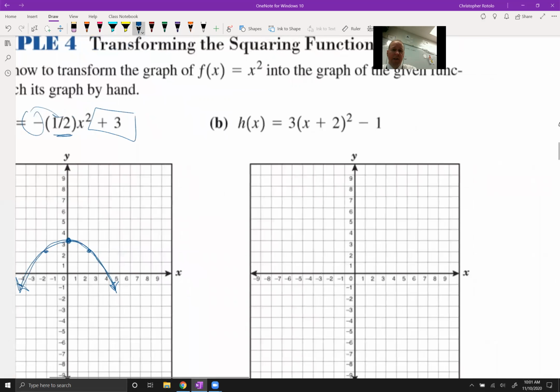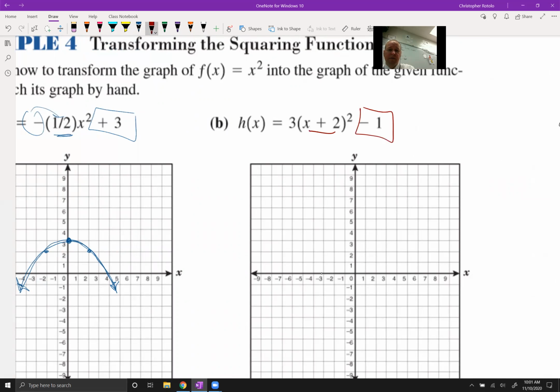All right, in part B, we have down 1, we have left 2, and we have a vertical stretch, but it is positive. So let's go left 2. So left 2, down 1. Gets us our first point, vertically stretched by 3, 1, 2, 3, and its reflection. So we get all this information to get a pretty little graph.